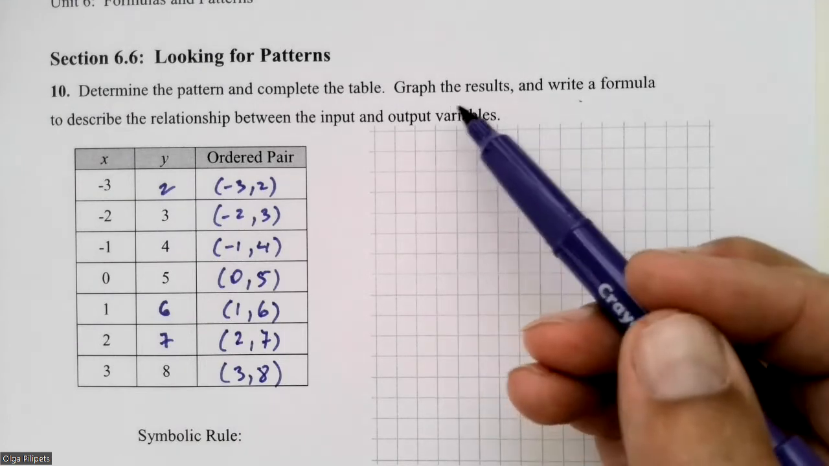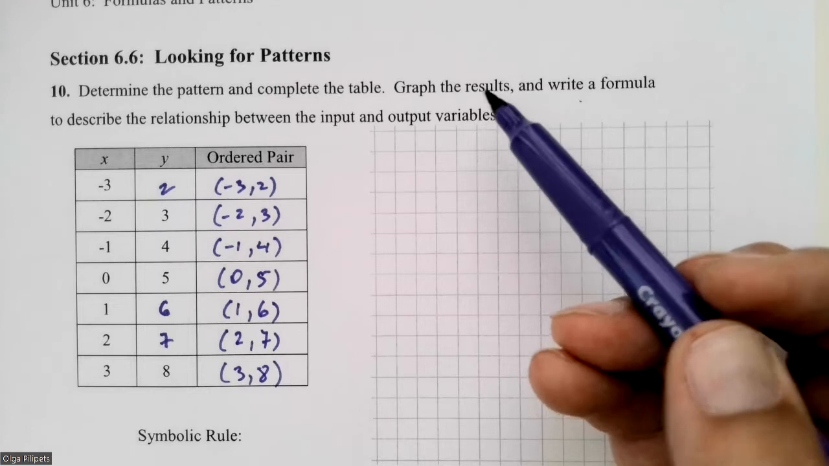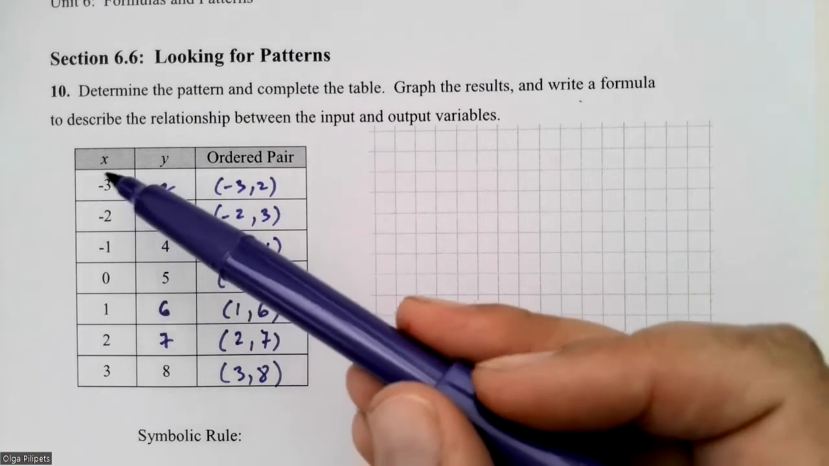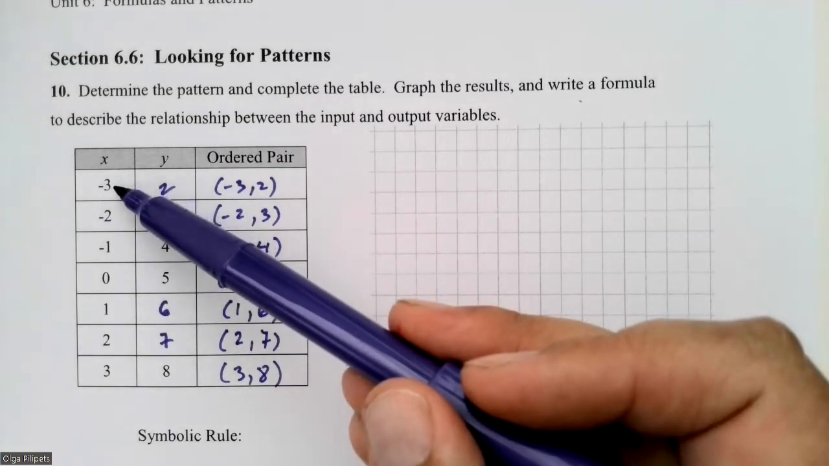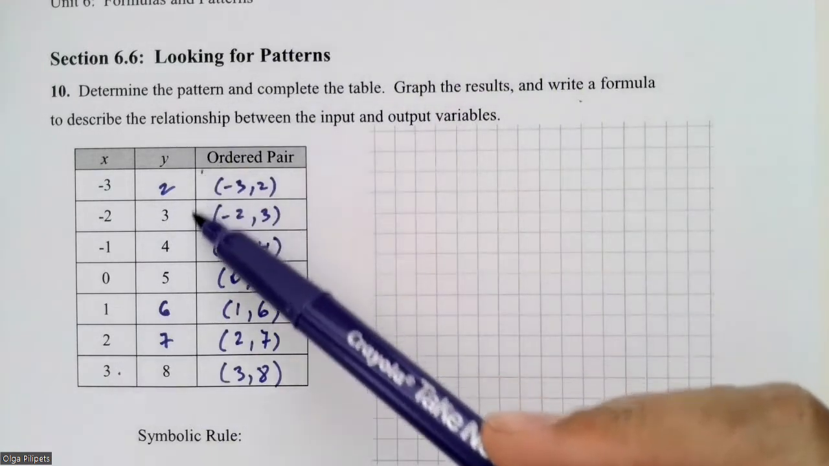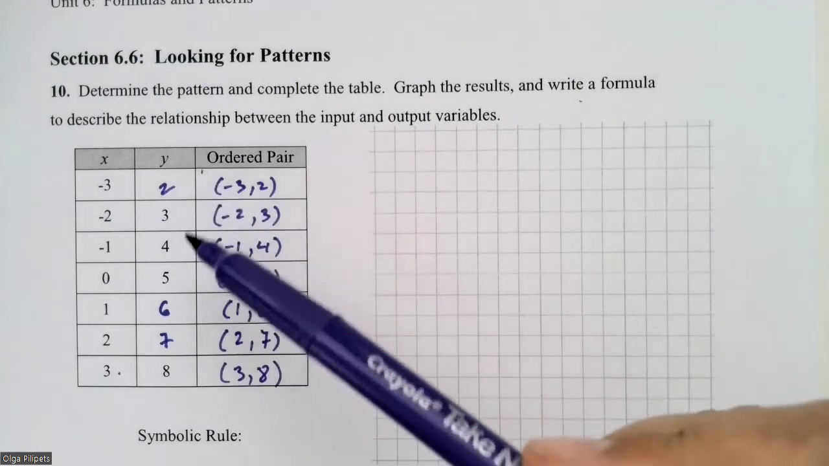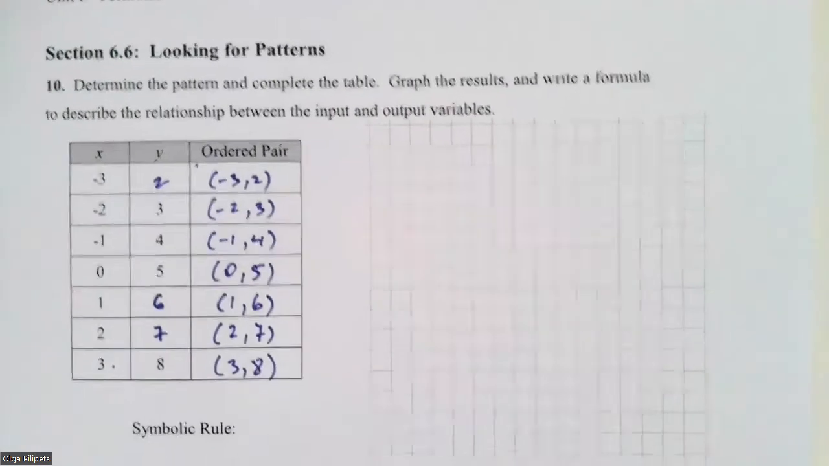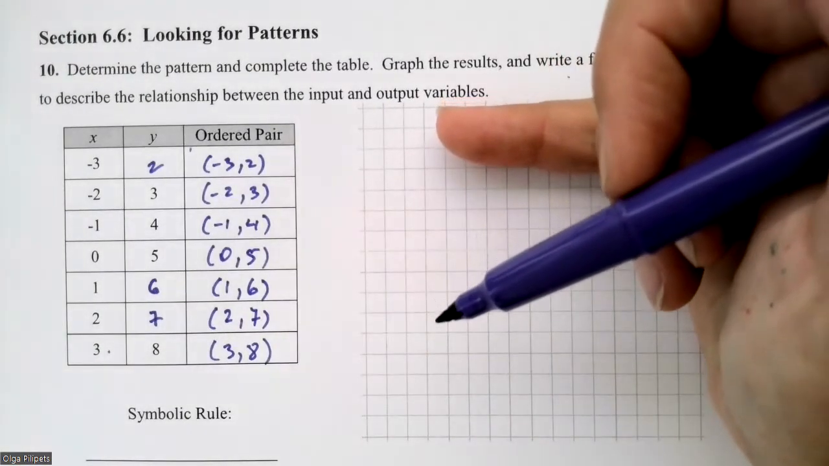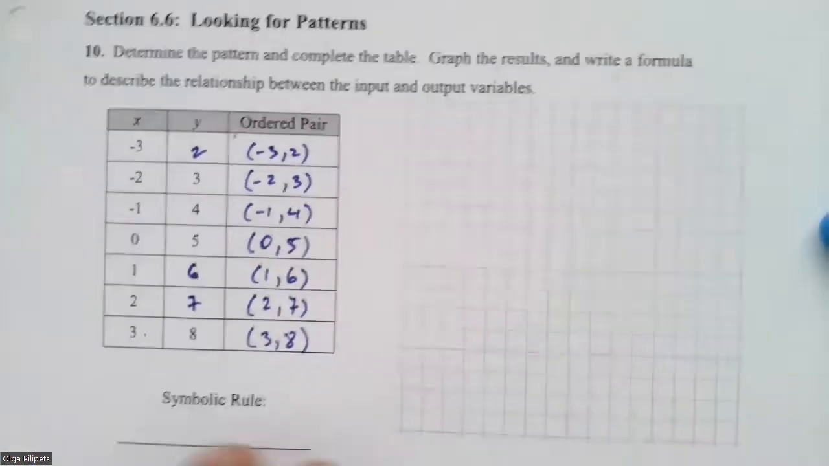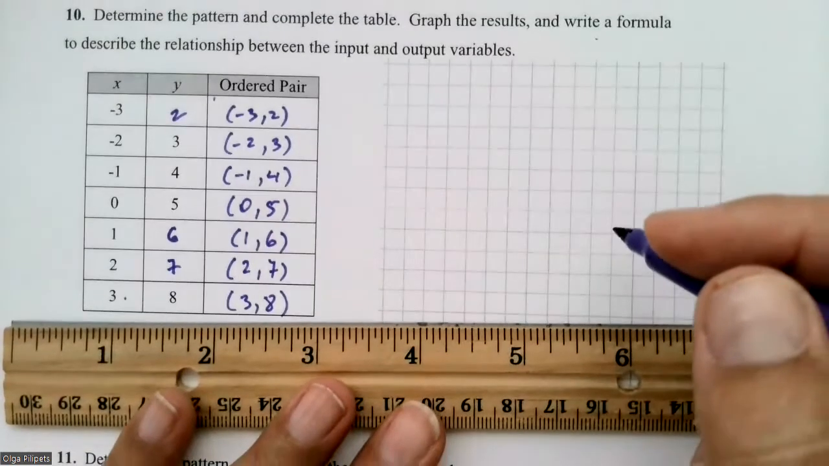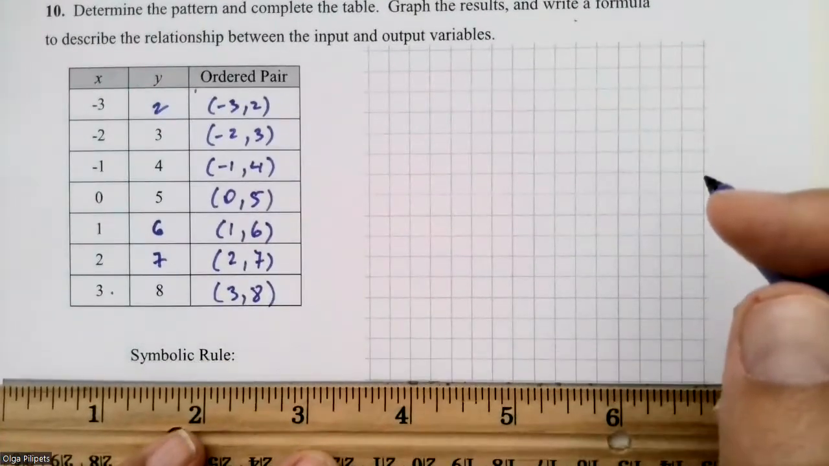Now they want me to graph the results. I'm going to set up my X and Y values. I see that on the X, the smallest value is -3, the largest value is +3. And on the Y, I only have positive values from 2 to 8. So I'm going to allow more room above the X-axis, and equal room on both sides of the Y.